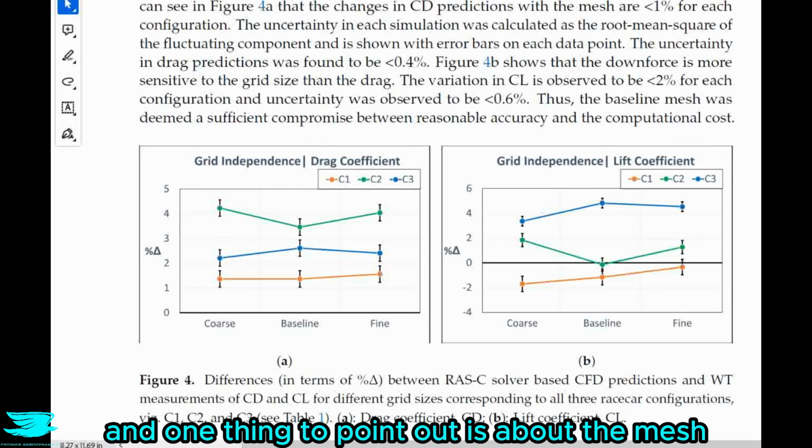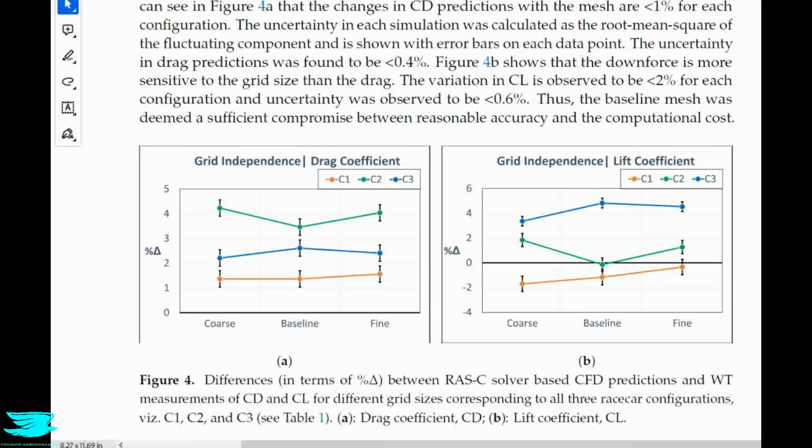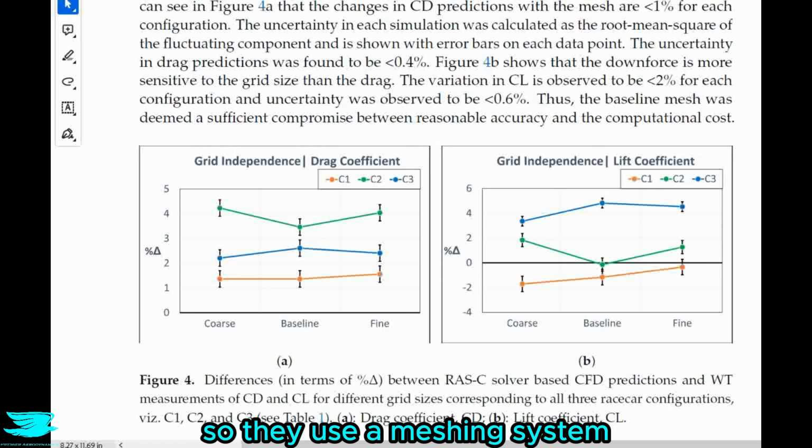And one thing to point out is about their mesh. So they use a meshing system where neighboring cells only ever change by a factor of 2.